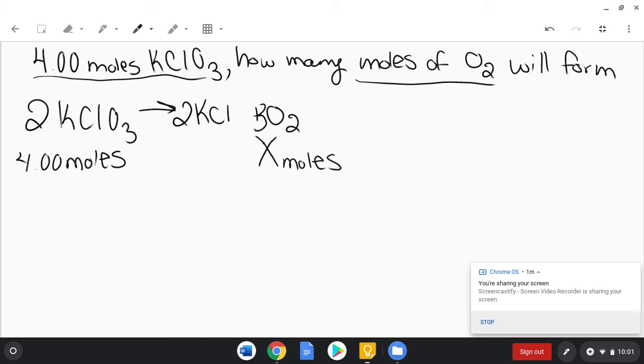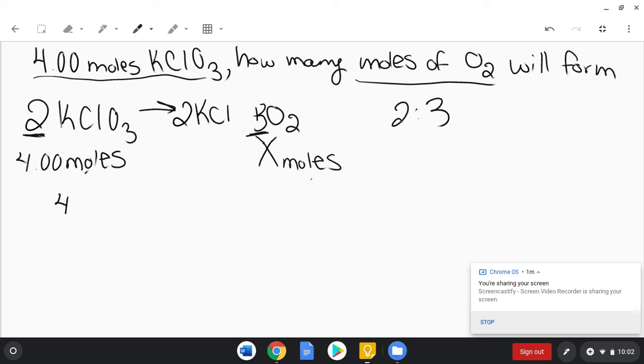So this is going to be going from moles of one substance to moles of another. So the path I'm going to take is I just need to go from moles to moles. And the conversion factors I'm going to need to know is just the mole ratio. So if I look here, I have 2 moles of KClO3 to every 3 moles of oxygen formed. So my ratio here is a 2 to 3 mole ratio. And now I can go ahead and set up my conversion problem.